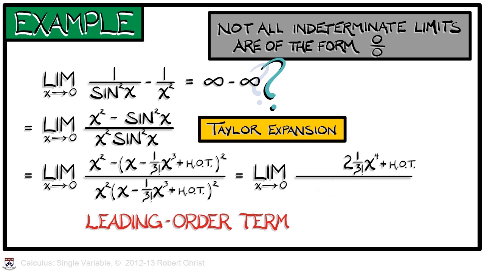We note that the x squareds cancel. Those second order terms go away, and we're left with the next term, the fourth order term, as the leading order coefficient. Likewise, in the denominator, we see that the leading order term is simply x to the 4th. Thus, canceling the x to the 4ths gives us leading order coefficients of 1/3 in the numerator and 1 in the denominator. Our answer is 1/3.